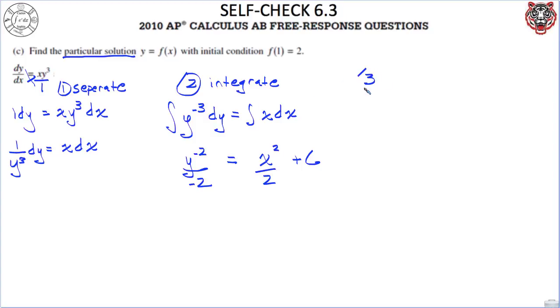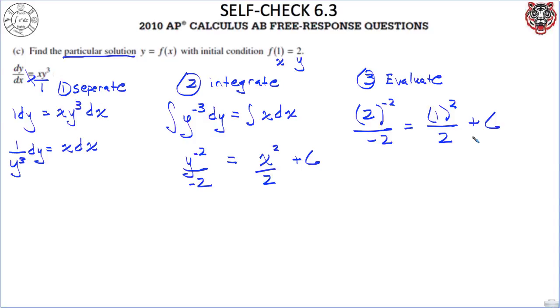Step 3 is to evaluate. You don't have to write the word evaluate, so I'm just writing it for you guys. You know what step 3 is. We know that this is going to be our x, this is going to be our y, therefore when I evaluate, I'm going to leave it in this form, otherwise I might mess up. I don't want that chance. 2 to the power of negative 2, all of this divided by negative 2 is equal to 1 squared, all of this divided by 2, don't forget your constant of integration. All right, and that's all you need to do. I mean, you could do step 4 of isolate. I will show you that if anyone asks, but this is as much as I want us to do.